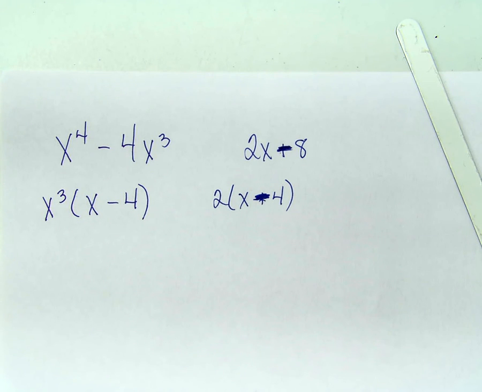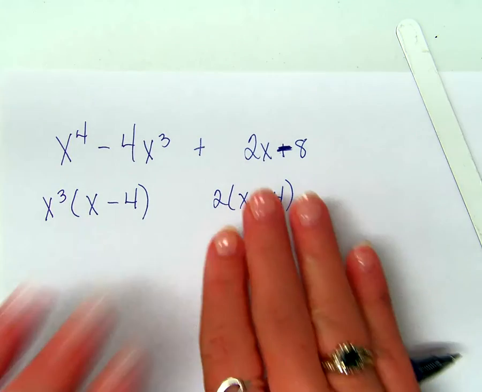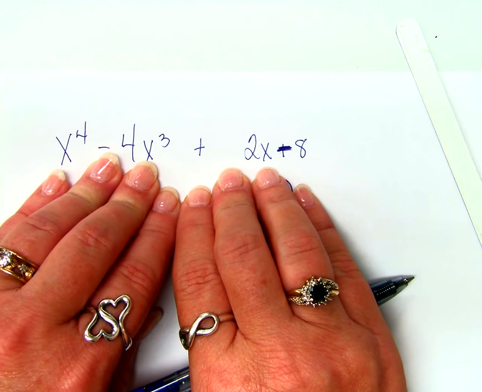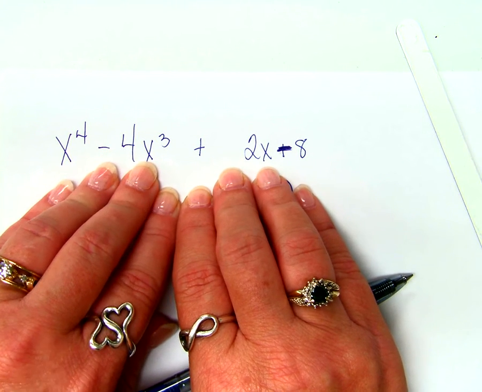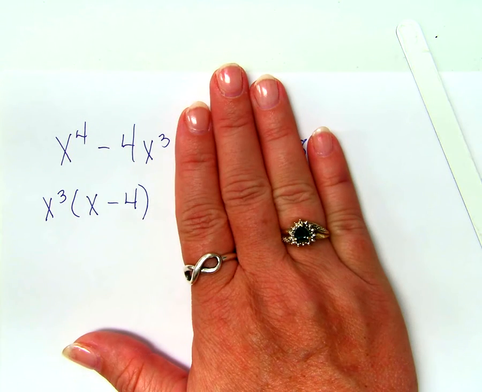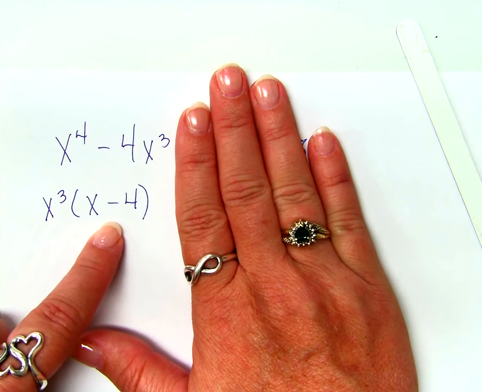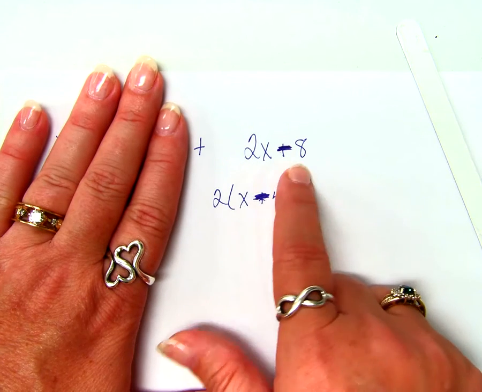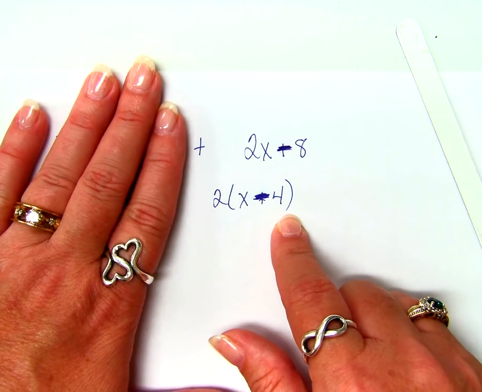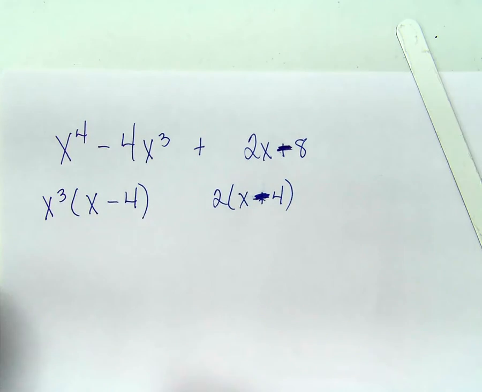Now, here's what's cool about today's, that is the problem. That's the problem. And what we do is we just ignore the last two terms and just look at the first two terms, factor out something that's common. And then we ignore the first two terms and just look at the last two terms and factor out something common. And what do you notice? What's the same?